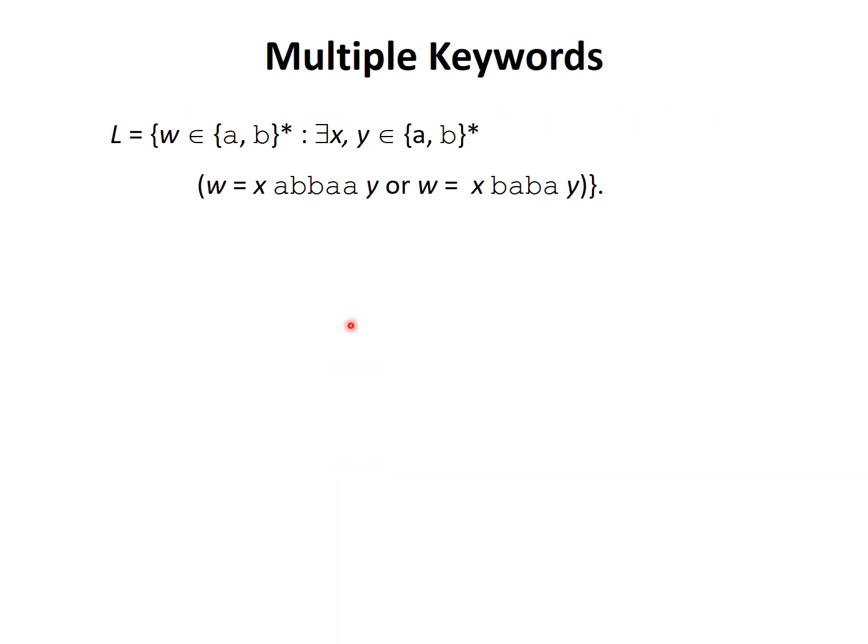Move to the next example, multiple keywords. The multiple keywords are like this. W belongs to {A, B}*.